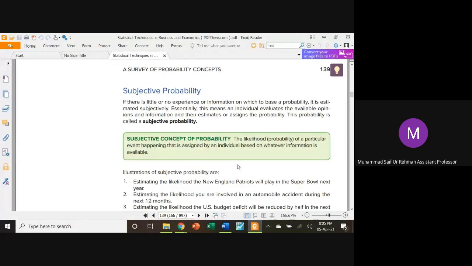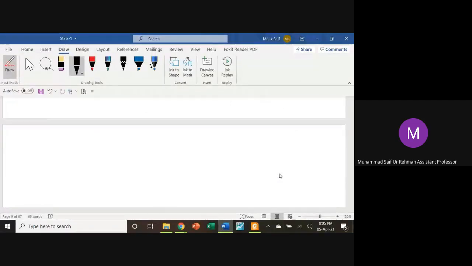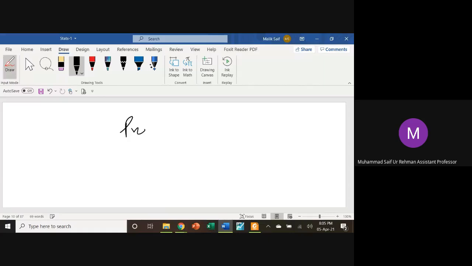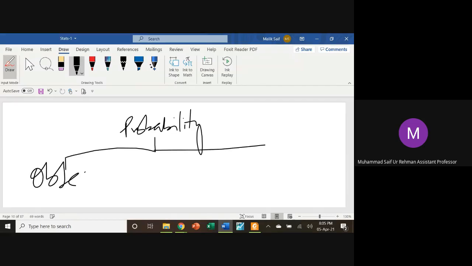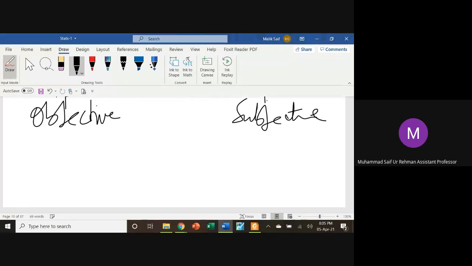And finally, the subjective probability is there. So basically, if I write down probability, you may say that there are two types. One is objective probability, and the other is subjective probability. Under subjective, there is no detail; I will explain it later on. But under the head objective, there is further classification.